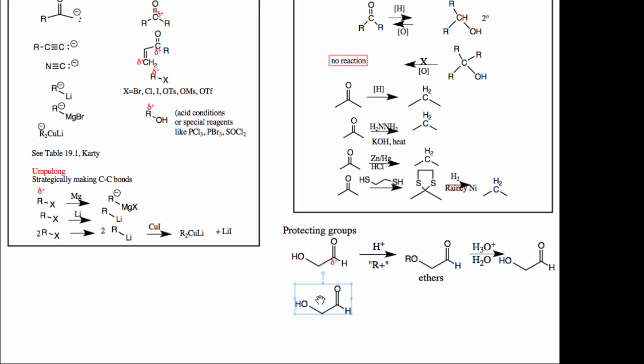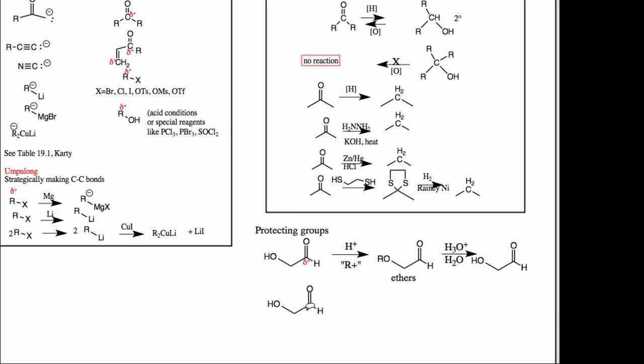Another scenario we can imagine is that we might want to do some chemistry over here on the alcohol group, but not involve the carbonyl. For example, if we wanted to oxidize this alcohol group, but not this carbonyl that we already have, we would need to protect this carbonyl, since aldehydes are readily oxidized. So to do that, we need a protecting group for our aldehyde.